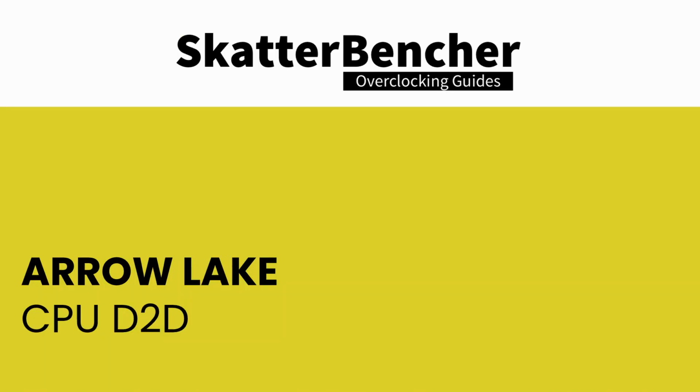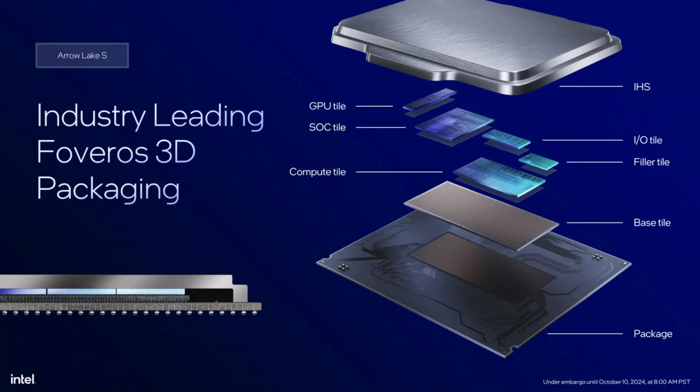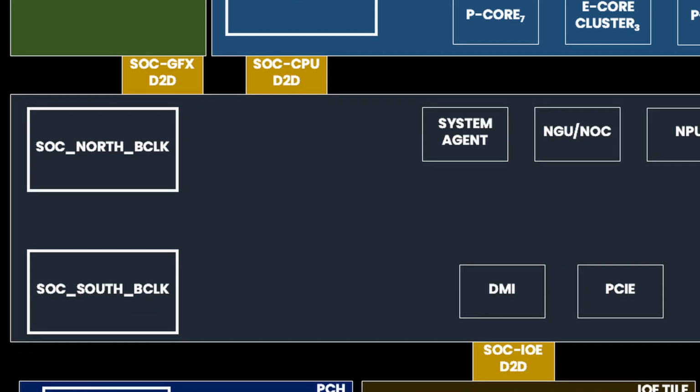D2D stands for die to die. It is the interface between the various tiles on the Arrow Lake package. There are 3 D2D links connecting the various tiles on this package. On Arrow Lake, only the SoC compute D2D can be overclocked. Its base frequency is 2.1 GHz.